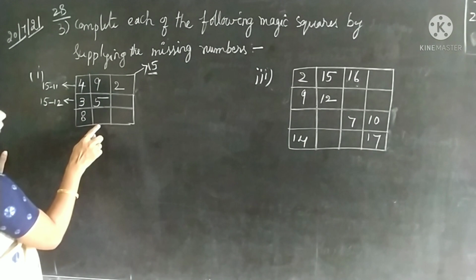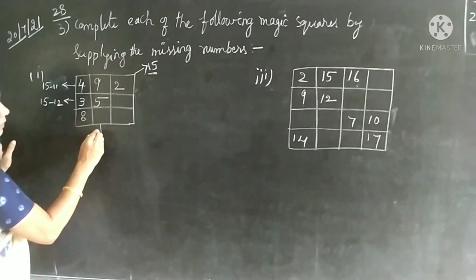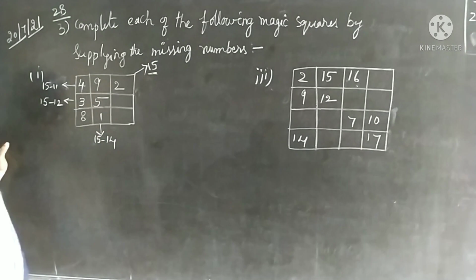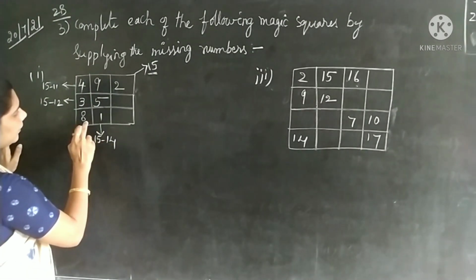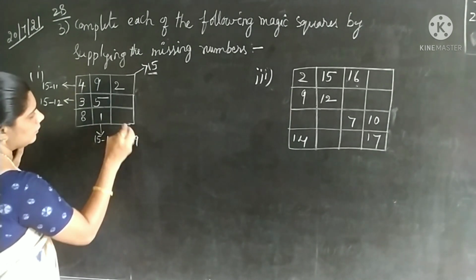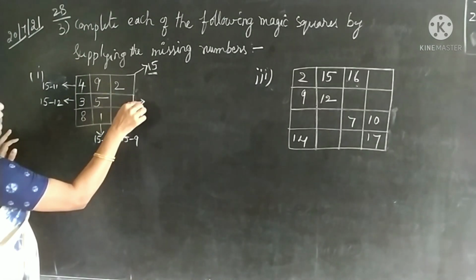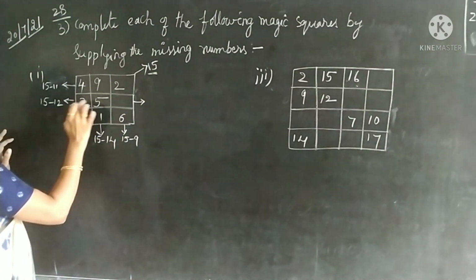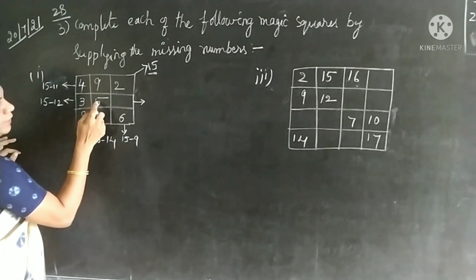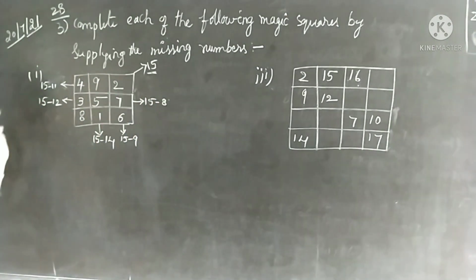You fill this one. Now coming to this one: 9 plus 5, 14. How much remains? 15 minus 14, 1. Okay. Now look at this one: 8 plus 1, 9. So 15 minus 9, 6. Okay. Now look at this one. Either you can check horizontally or vertically. I will do horizontally: 3 plus 5, 8. So 15 minus 8, 7. Now you have all the numbers.